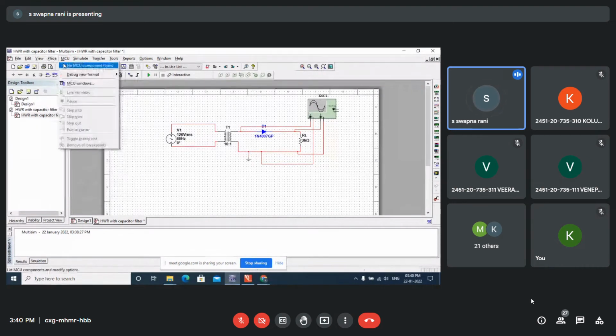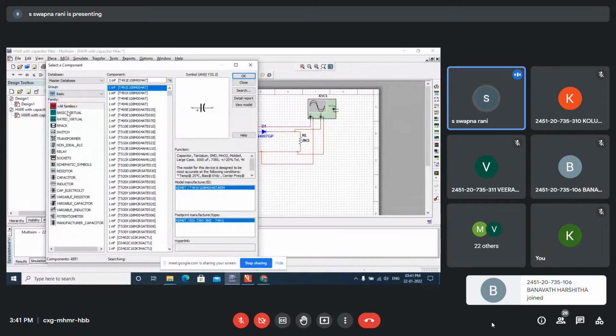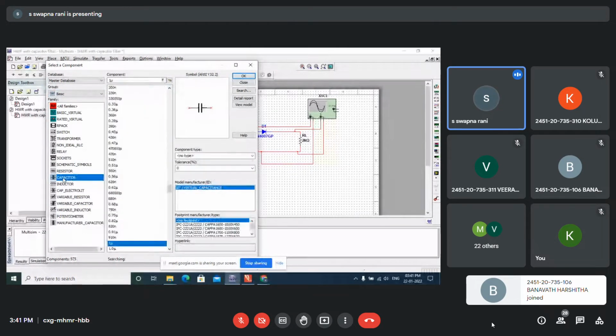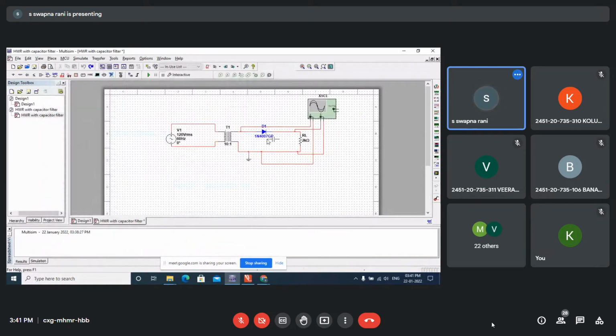Component, capacitor, go to place. Component. Basic, we will go to basic, the capacitors. What was the value we have taken in the lab? The capacitor, 22. So the same 22 I am taking.